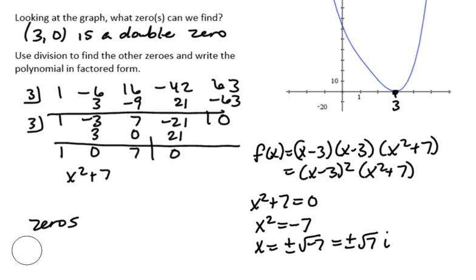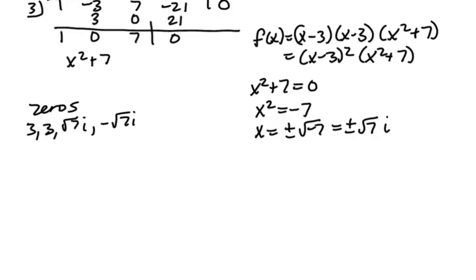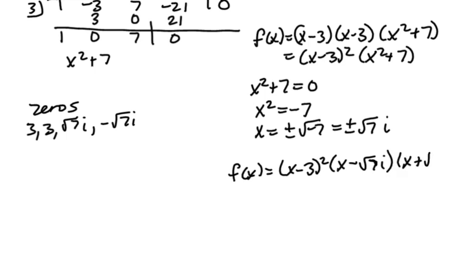So my zeros are positive 3, positive 3, the square root of 7i. Let me see if I can write that a little more neatly. Square root of 7i, negative square root of 7i. If I were to write that into fully factored form, it would look like f of x is equal to x minus 3 squared, x minus the square root of 7i, and x plus the square root of 7i. So that's what this would factor to. Okay, so hopefully that helps you with finding zeros. I know this was really quick, and hopefully it was helpful.